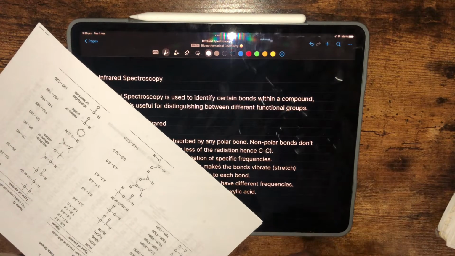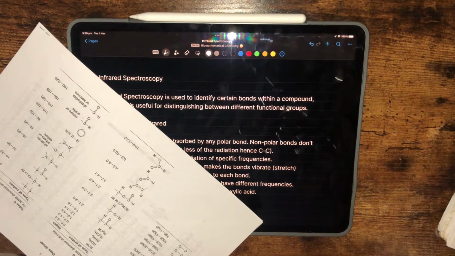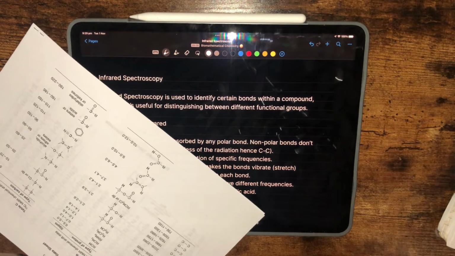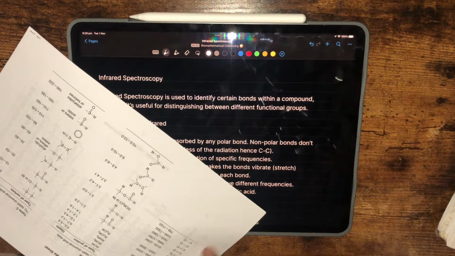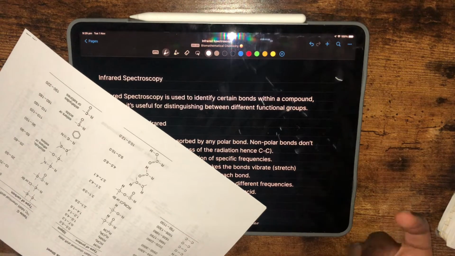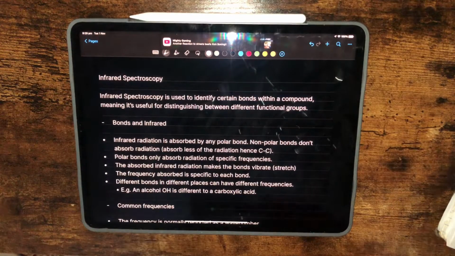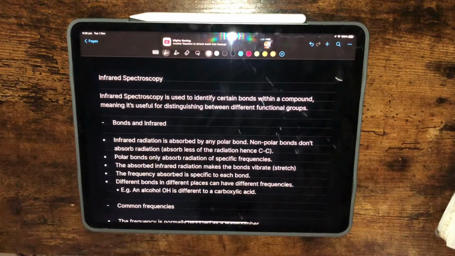Over time, I already know that for alcohol it's 3,230 to 3,550. I just know that, but this comes up in the exam and you need to understand what it is, and it's very easy to understand. But I'll go through the video now, and I'll stop waffling.